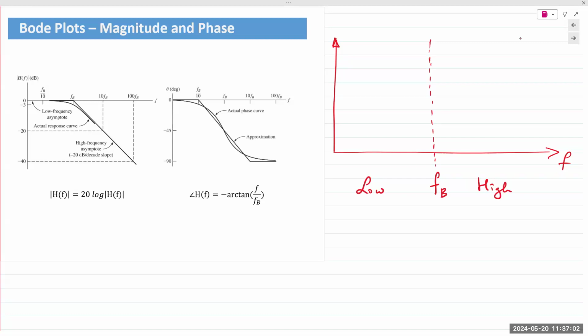If it's a low pass filter, these frequencies on the left are passed. Frequencies on the right are blocked. But no matter what kind of filter it is, once you have your break frequency or cutoff frequency, frequencies to the left of FB are always considered as low frequencies. Frequencies to the right side are always considered to be high frequencies. Doesn't matter what kind of filter it is.